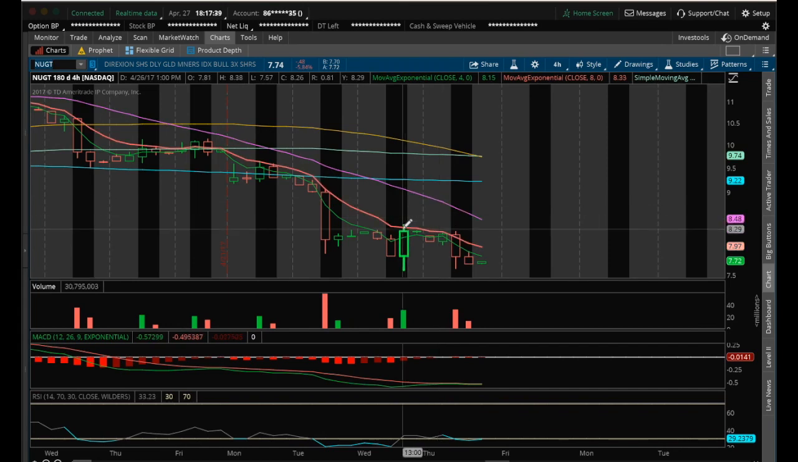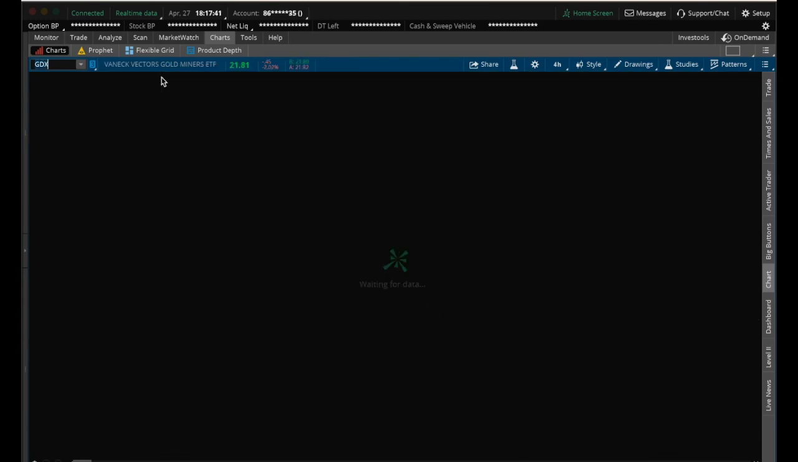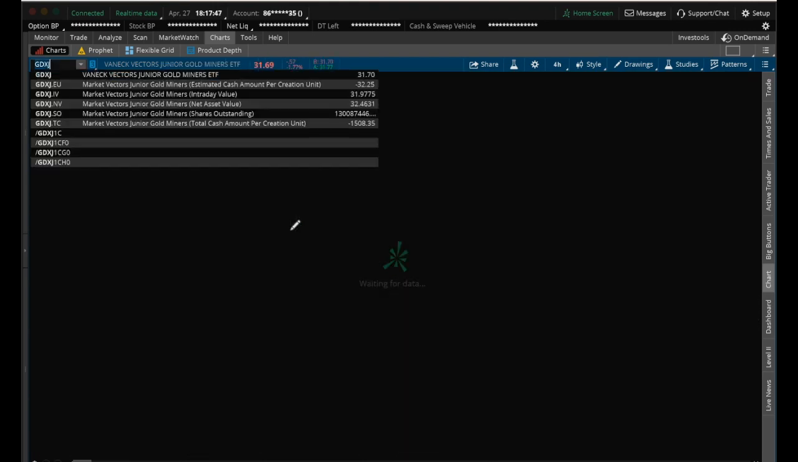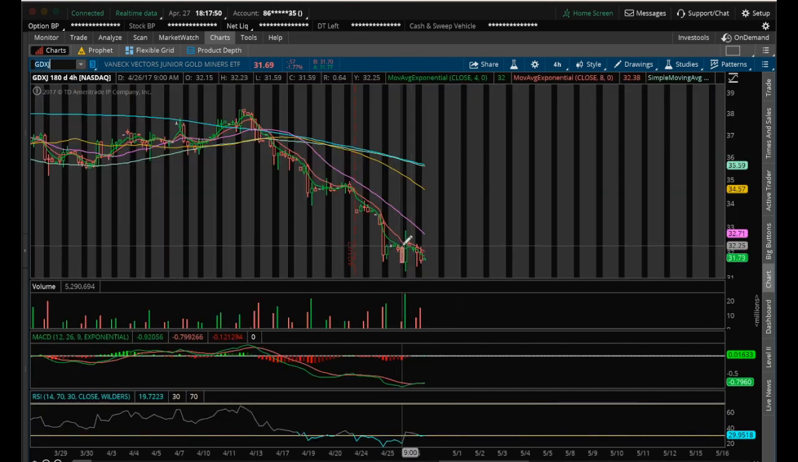Nugget, 838. GDX, high of 22.42, and GDXJ going to be 32.87.